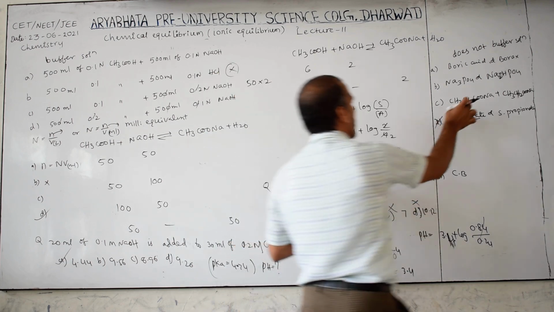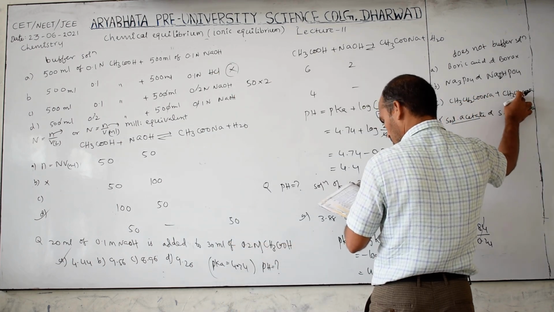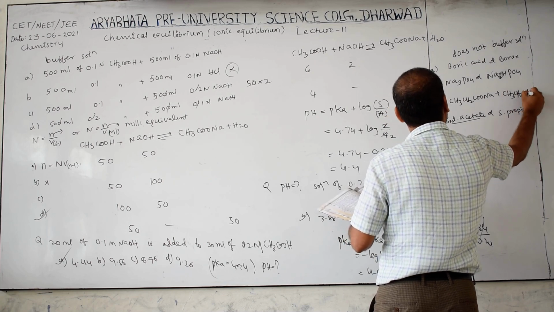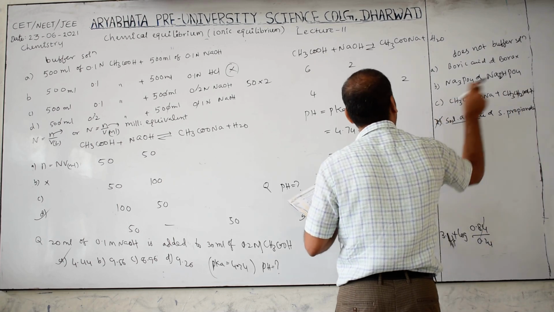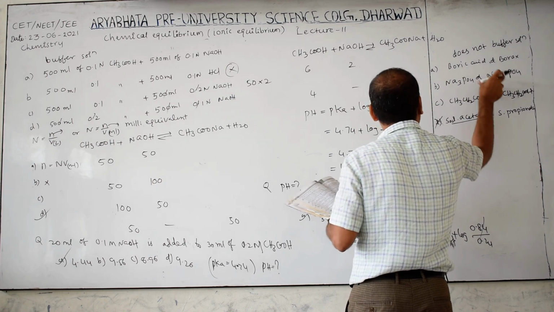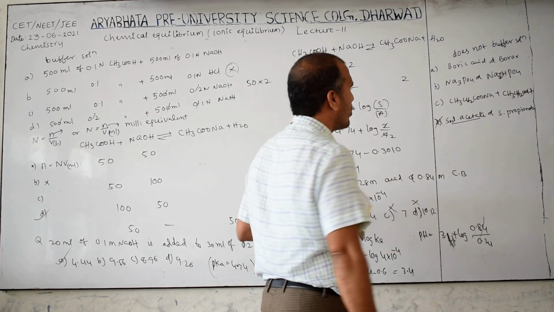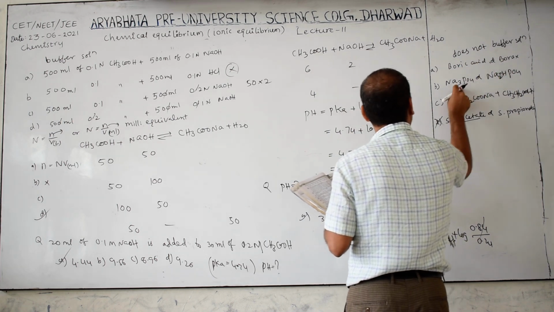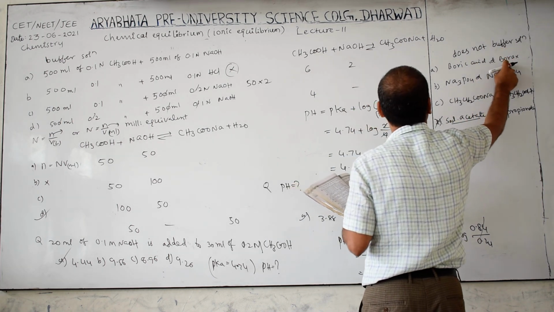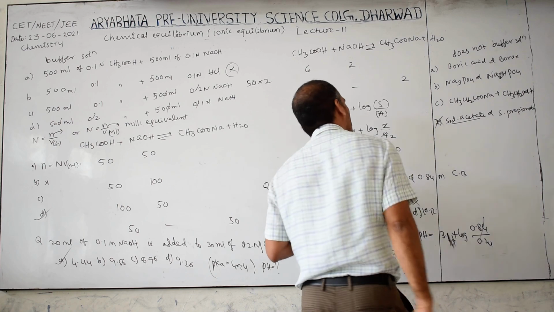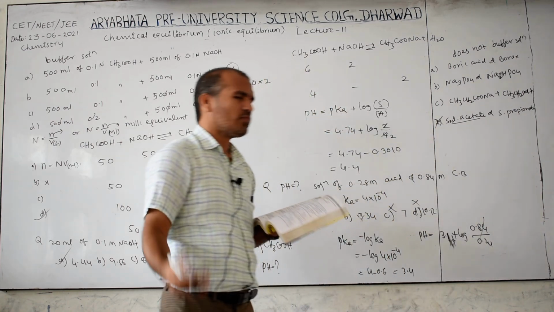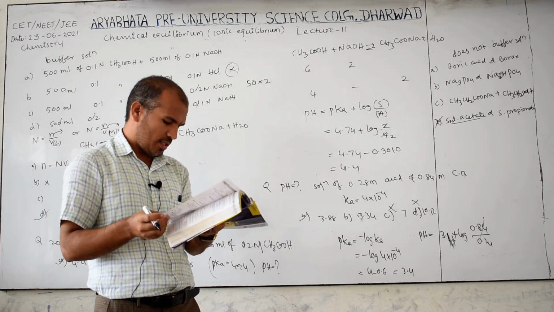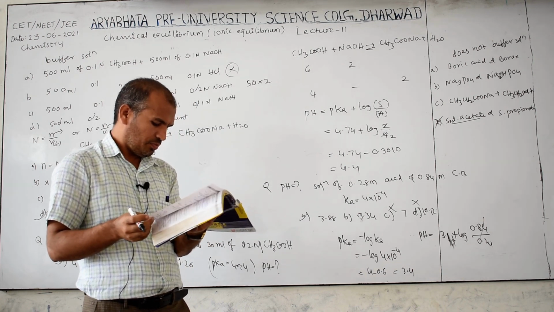Remaining are salts. C option is propanoic acid, so this is acid, this is salt. I already told you that in polyprotic acids they behave like that, this is acidic in nature, this is salt, this is salt, this is acid. Therefore A, B, C are buffer solutions, the remaining fourth one is not. Okay.